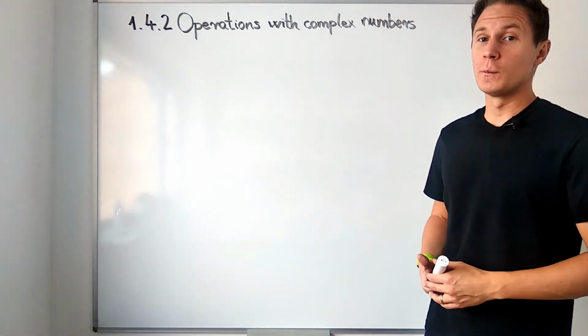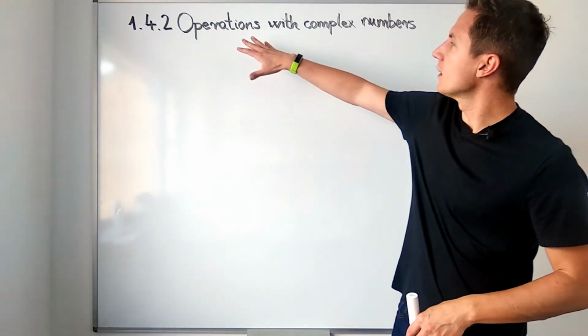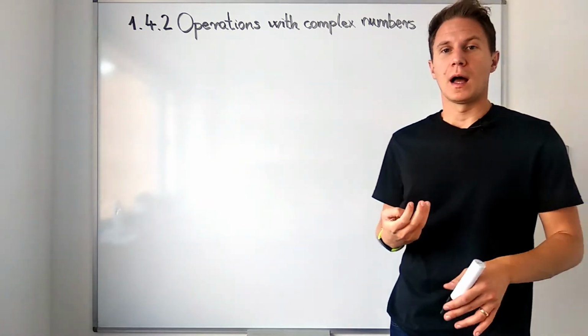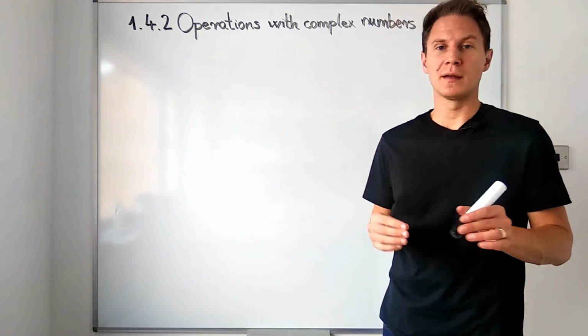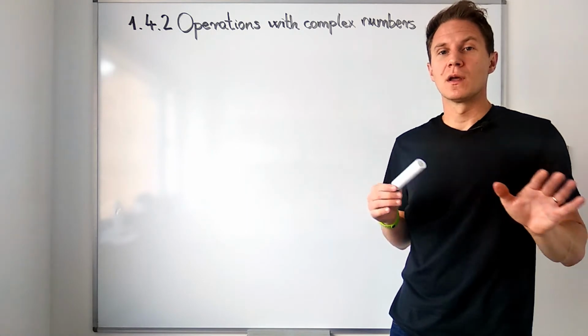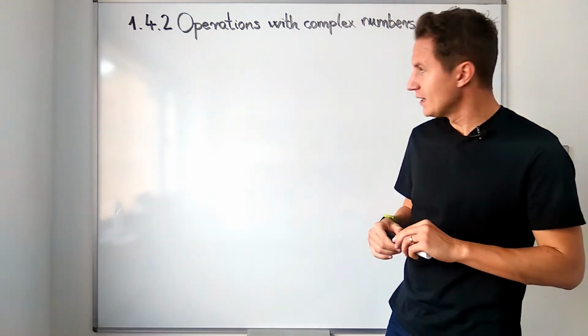Now that we know what complex numbers are, we can start looking at operations with them. I'm thinking of the basic arithmetic operations: addition, subtraction, multiplication, and division.